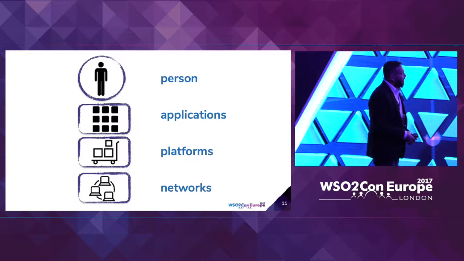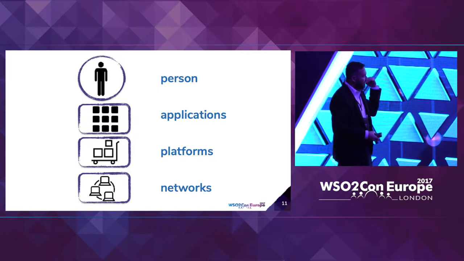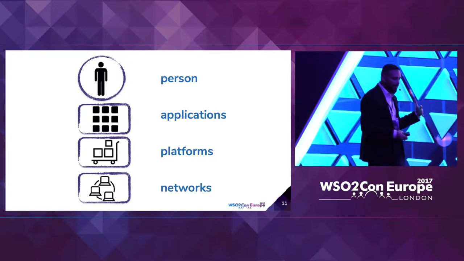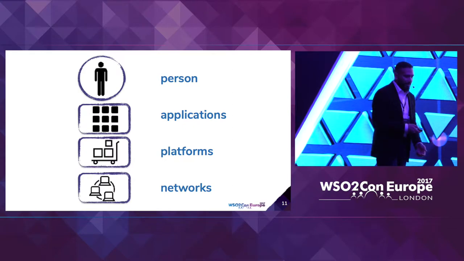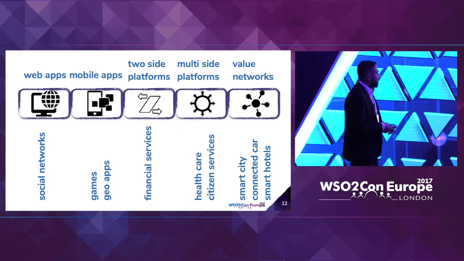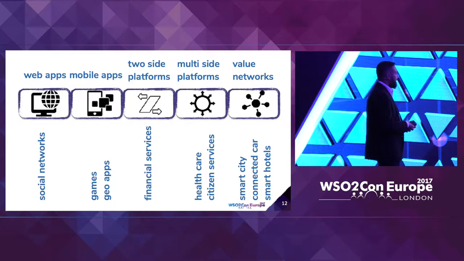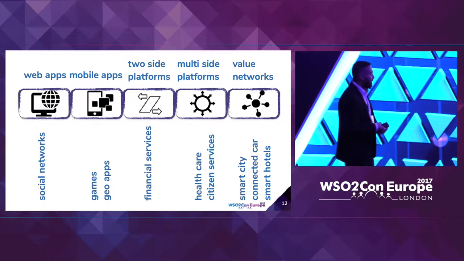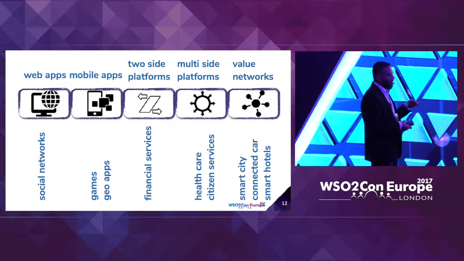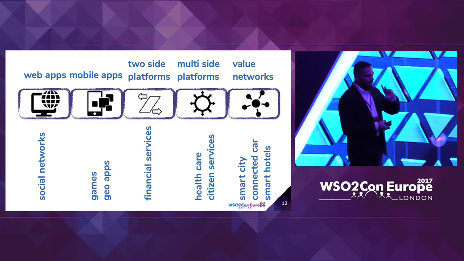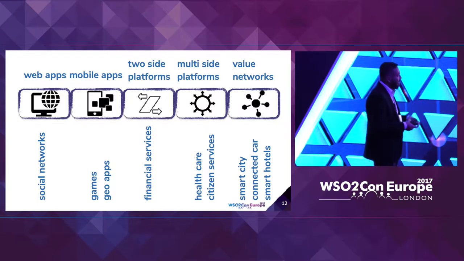So then if you look at it from the layers, what happens is, a person interacts with the applications, applications connect with different types of platforms, and different types of platforms connect with networks. If you look at the map, the applications, and then the different types of capabilities that they provide. Web apps are more social related applications, and mobile apps are more geosensitive and provide a gaming kind of experience. Then there are two-sided platforms, especially things like financial services, that will connect only the person and the systems. You can't share that kind of an experience.